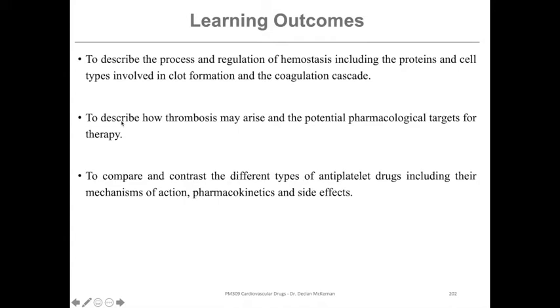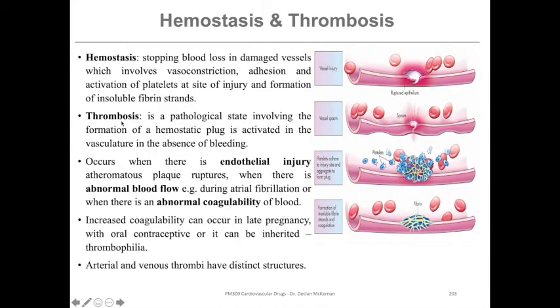You should also be able to compare and contrast the different types of antiplatelet drugs, including their mechanisms of action, pharmacokinetics, and side effects. First of all, I'd like to define a few terms. Hemostasis, firstly, is the stopping of blood loss in damaged vessels, which involves vasoconstriction, adhesion, and activation of platelets at the site of injury, and the formation of insoluble fibrin strands. This is shown in the diagram on the right.